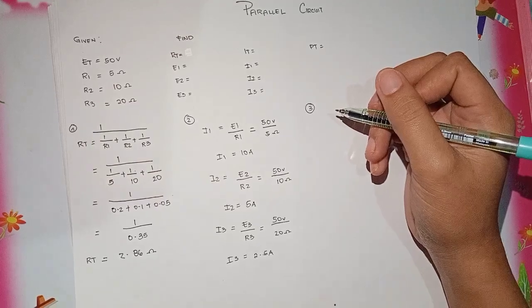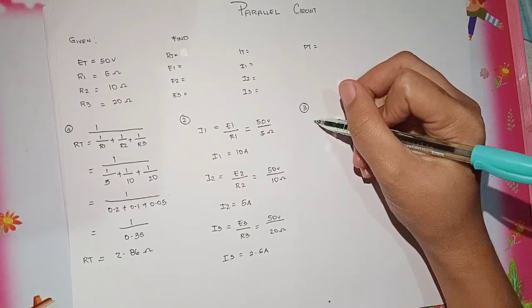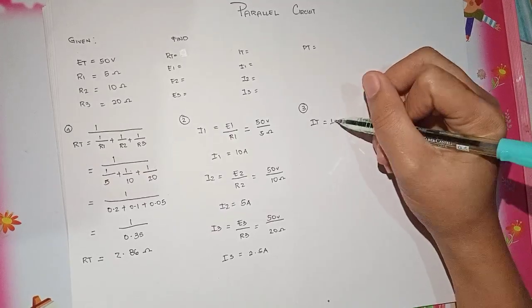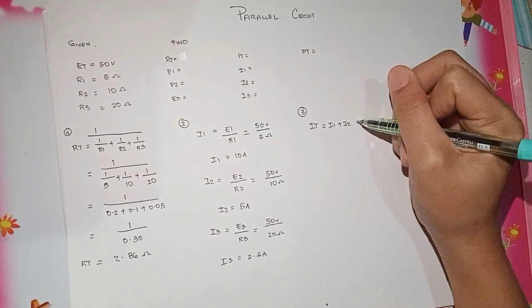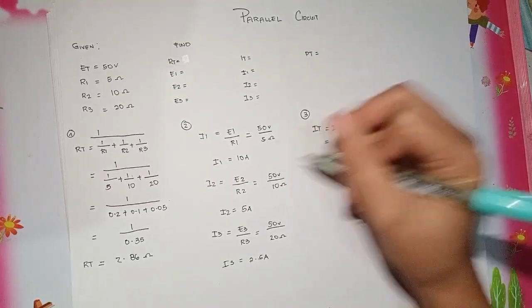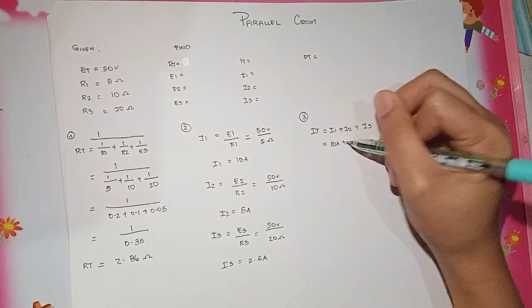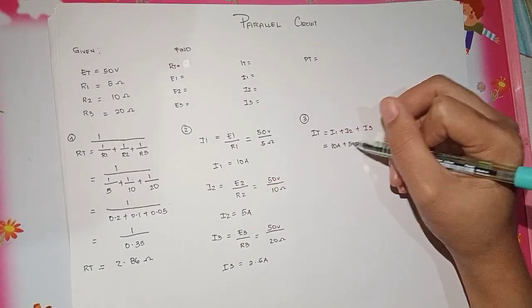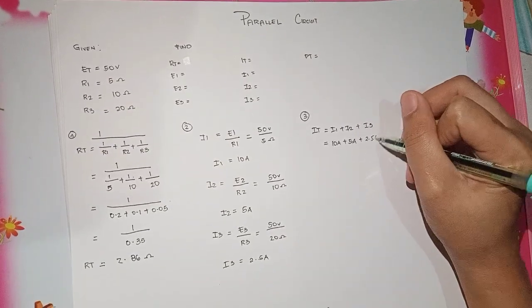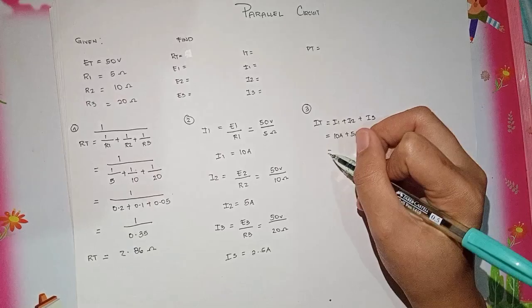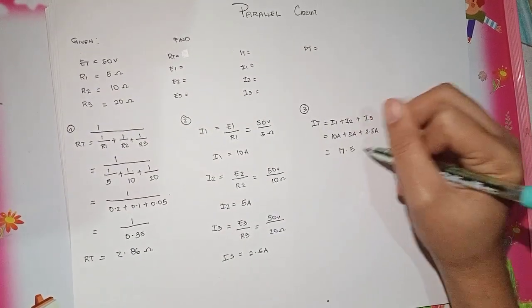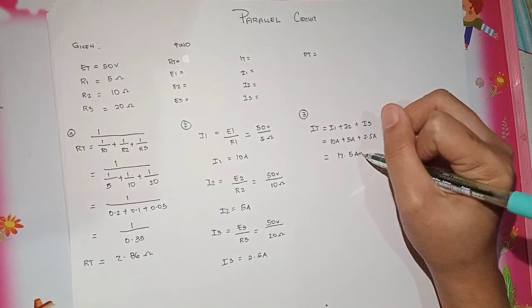To get the total current, let's add them all. Current I1 plus I2 plus I3. I1 is equal to 10 amperes plus I2, 5 amperes, plus I3, 2.5 amperes. The total is 17.5 amperes.